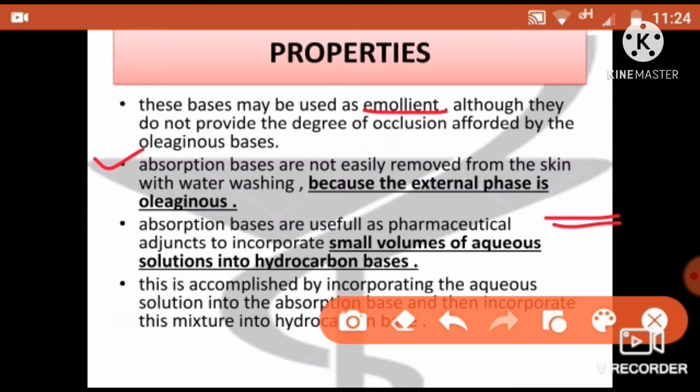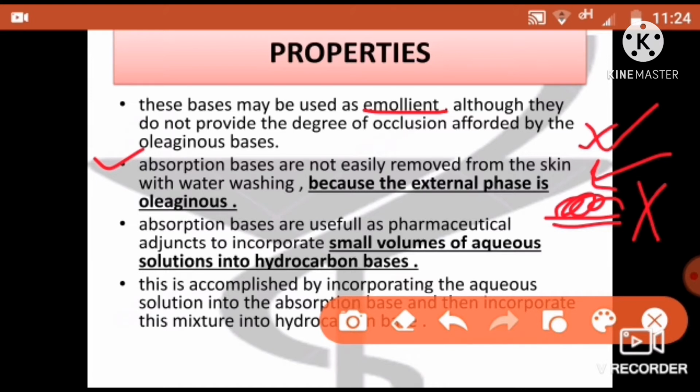Absorption bases are not readily absorbed from the skin. This is the most important property you have to mention in your exams. Also, many MCQs and fill in the blanks type questions are given in your exam in the form of comparison of oleaginous bases and absorption bases. So you can write it as a main difference that they are not easily removed from the skin with water washing. Whenever you apply an ointment on your skin and then go to wash your hand, it cannot be removed from your skin or from your hand.